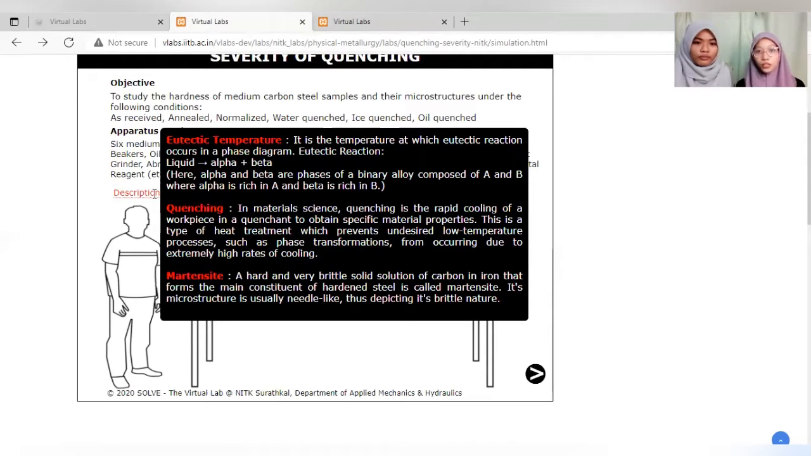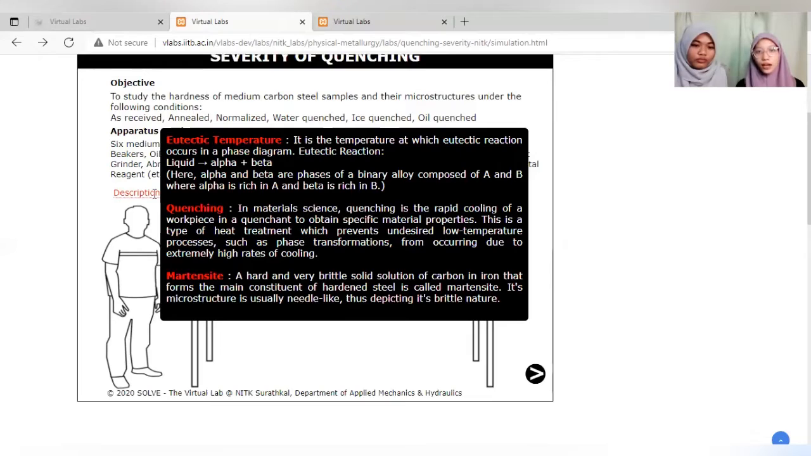Quenching. In material science, quenching is the rapid cooling of a workpiece to obtain specific material properties. This is a type of heat treatment which prevents undesired low temperature processes, such as phase transformations, from occurring due to extremely high rates of cooling.